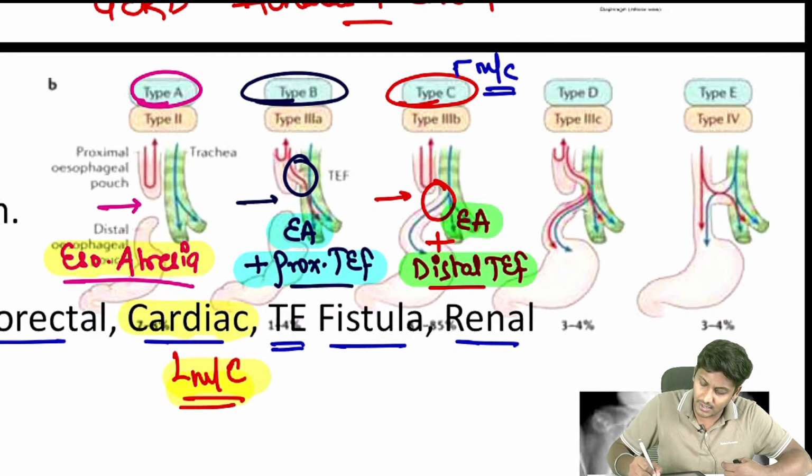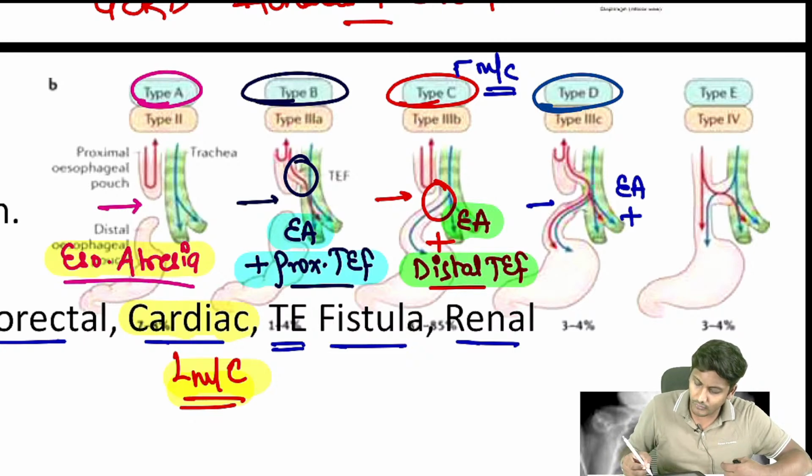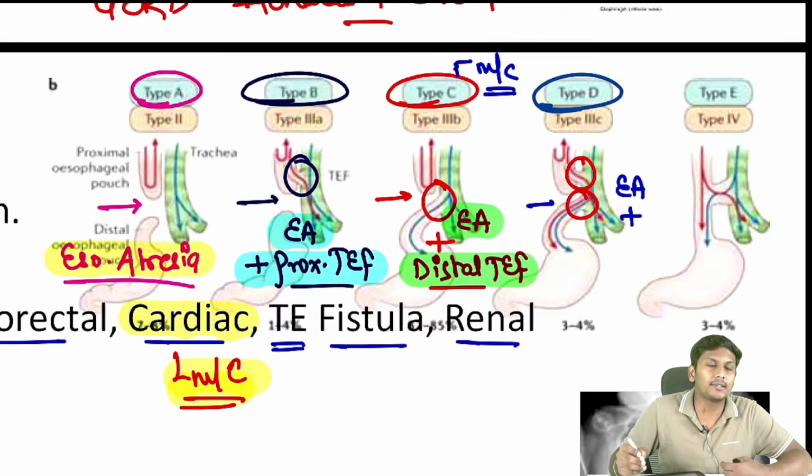Next is type D, बच्चे. In type D, what is usually seen? Can you see there is absence of some part of the esophagus? Matlab, esophageal atresia is definitely there, but along with esophageal atresia, there are fistulas in both parts. There is a fistula in the proximal part as well as the distal part.